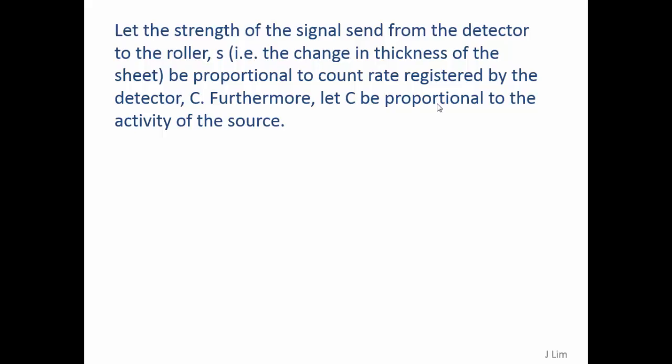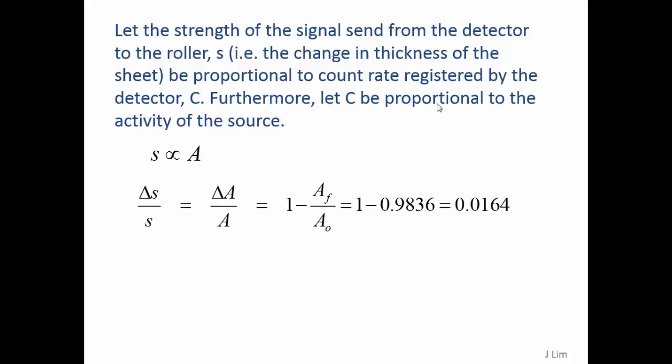Let the strength of the signal sent from the detector to the roller, S, that is the change in thickness of the sheet, be proportional to the count rate registered by the detector, C. Furthermore, let C be proportional to the activity of the source. So since S is proportional to A, we get delta S over S, the fractional increase, will be equal to delta A over A, and that will give us a ratio of 0.0164. So the percentage change is about 2%.